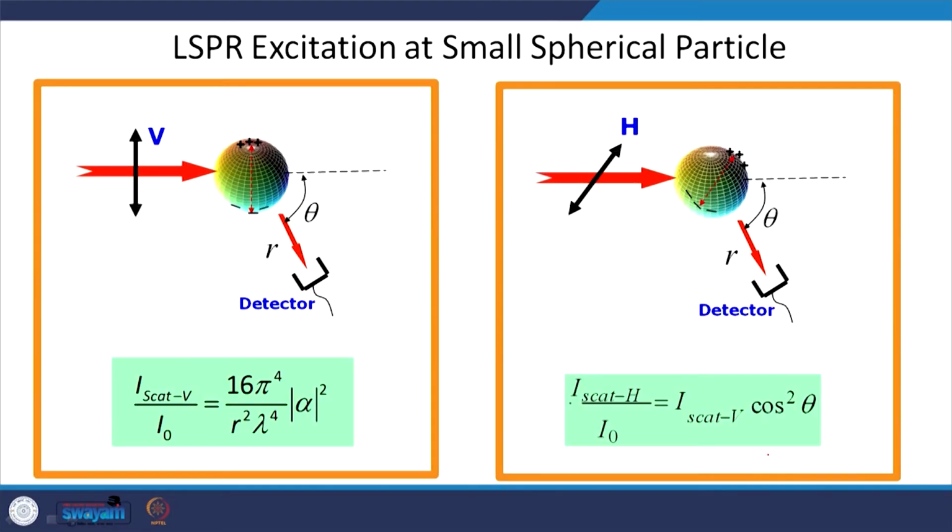So, if we consider now polarized light, suppose the incident light is polarized vertically and we are measuring using a detector at an angle theta, then the ratio of scattered and incident intensities is given by this relation, where alpha is the polarizability which we derived already. For the horizontal one, it is a function of cos square theta times the vertical one. So, this is also a function of polarizability; you see they both are a function of polarizability.